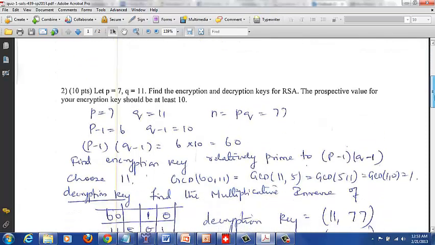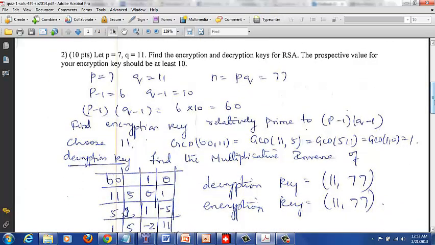Now the other question: how to find the encryption and decryption keys? This is the standard RSA. So given P and Q, where P is 7 and Q is 11, find N equals P times Q, which is 77. And then P minus 1 is 6, Q minus 1 is 10, so find (P minus 1) times (Q minus 1), which is 6 times 10, 60.